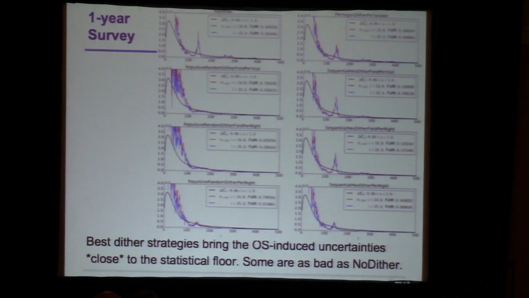Looking at the 1-year survey, this is basically what happens after the first year. You can see no dither is still doing really poorly, but there are some dither strategies which are doing as bad as no dither itself. Even the best dither strategy, which is repulsive random, is not really minimizing the OS bias uncertainty to be below the minimum statistical floor. It's getting close, but not where we would like. And you can look at the figure of merit values. They're not really close to 1. Well, some of them, 0.7, 0.8.